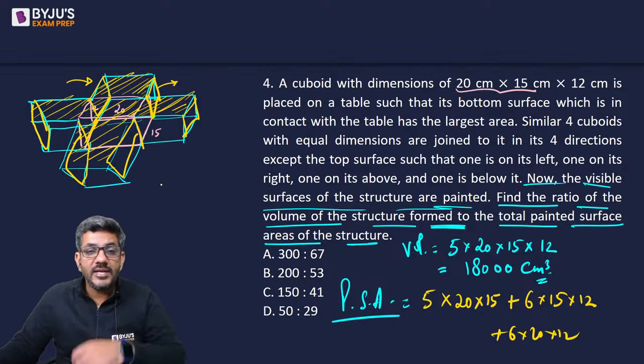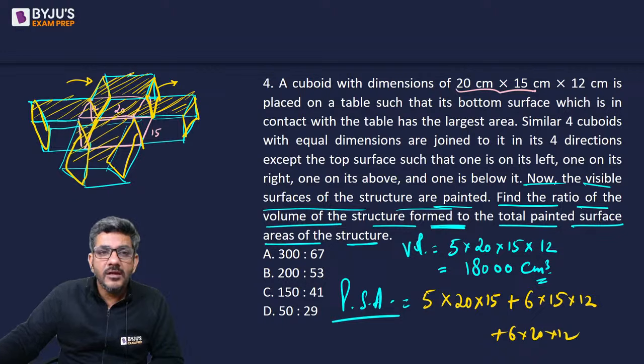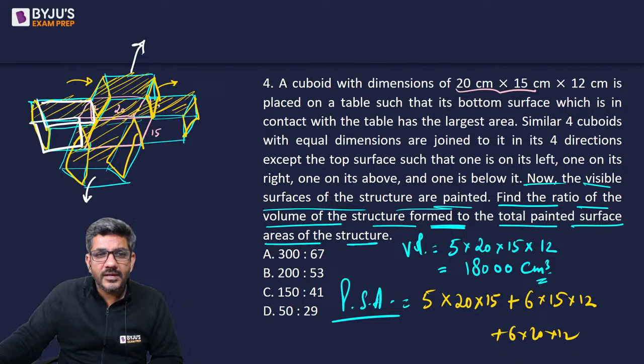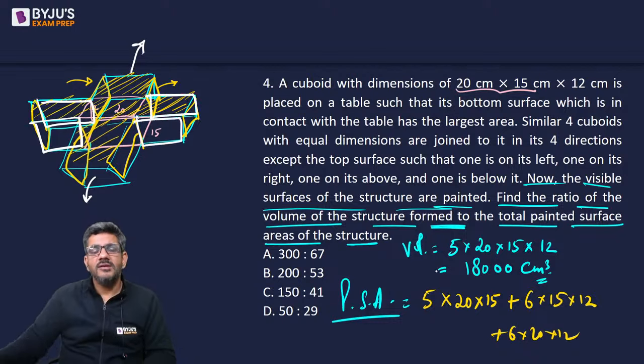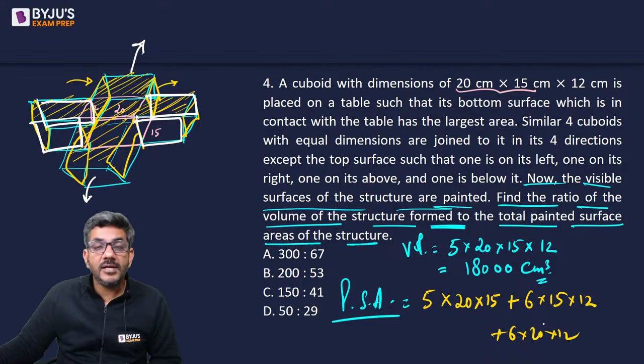6 surfaces of 20 by 12 as well. Which surfaces are they? That surface is 20 by 12. This surface is 20 by 12. Apart from that, this surface is 20 by 12. That surface is 20 by 12. This surface is 20 by 12 and this surface is also 20 by 12. So there are 6 surfaces of 20 by 12 as well.